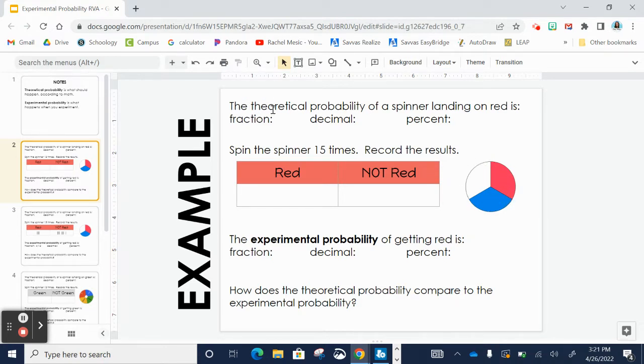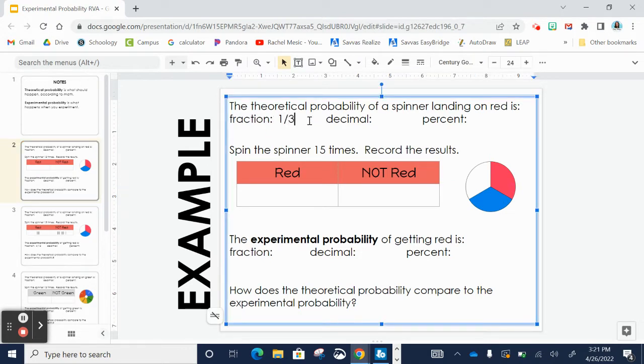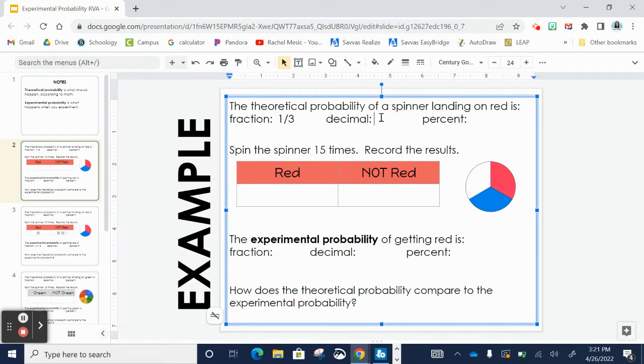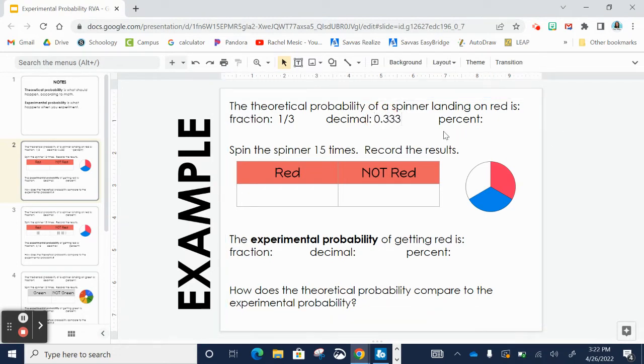The theoretical probability of the spinner landing on red would be 1/3 because one of these 3 colors is red. To make that a decimal, we're going to do 1 divided by 3. I'm going to get the calculator here. 1 divided by 3, so 0.3 repeating. I'm just going to do 3 digits after the decimal.